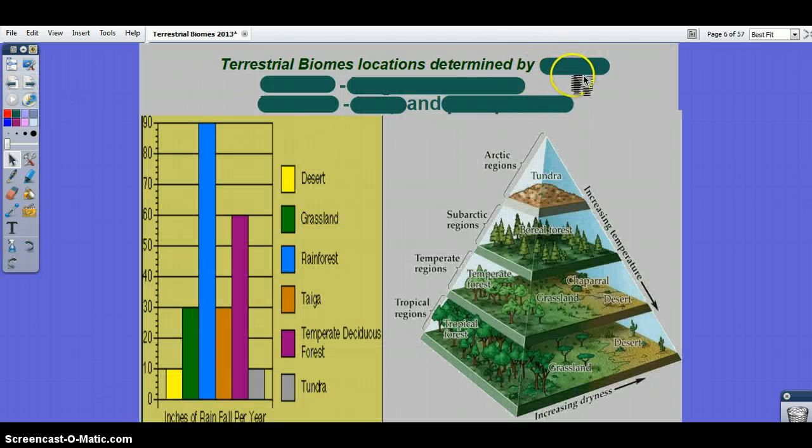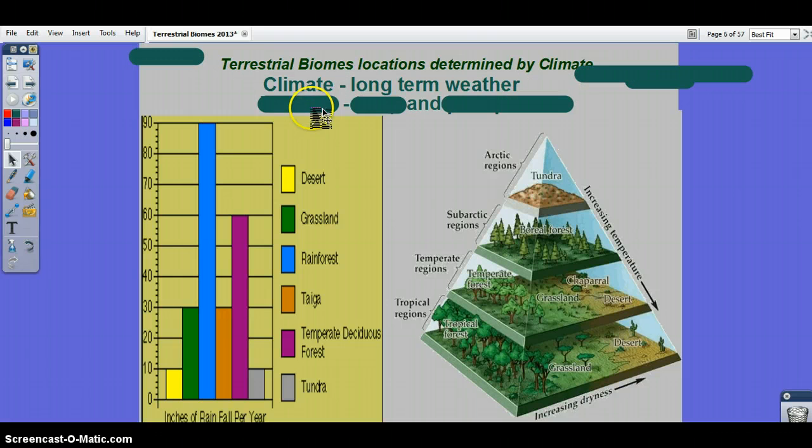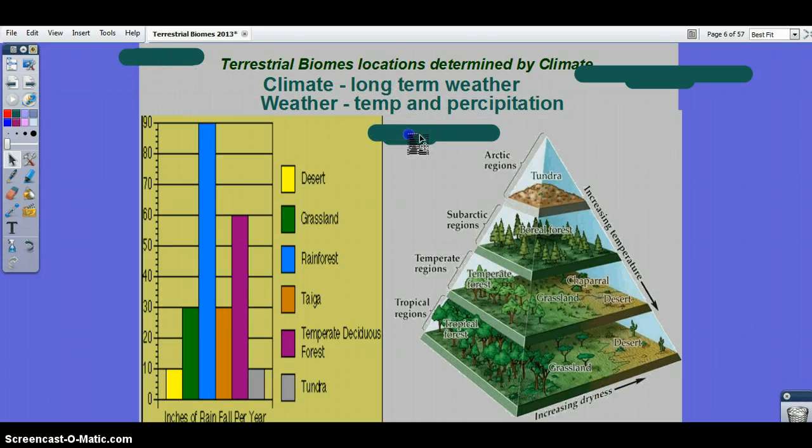Terrestrial biomes are mainly determined by climate, and climate is another word for long-term weather. When you check the Weather Channel, you're going to look at temperature and precipitation, and climate is temperature and precipitation over a long period of time.